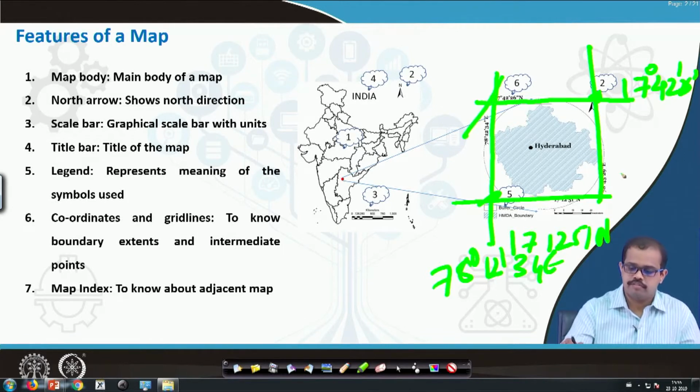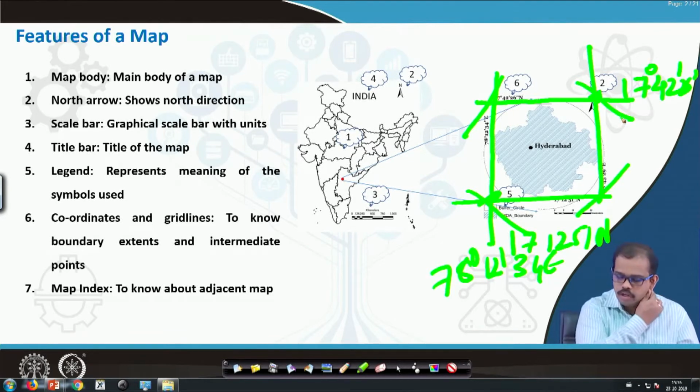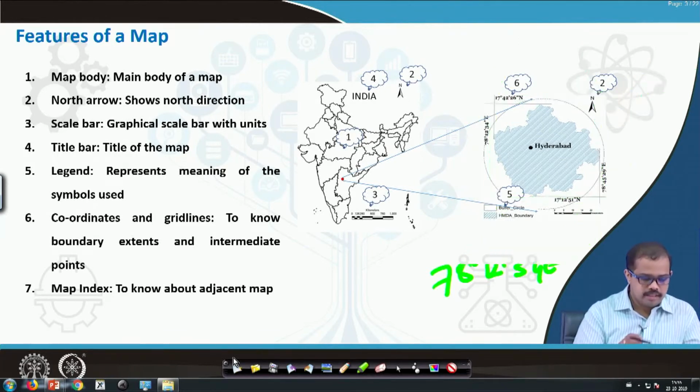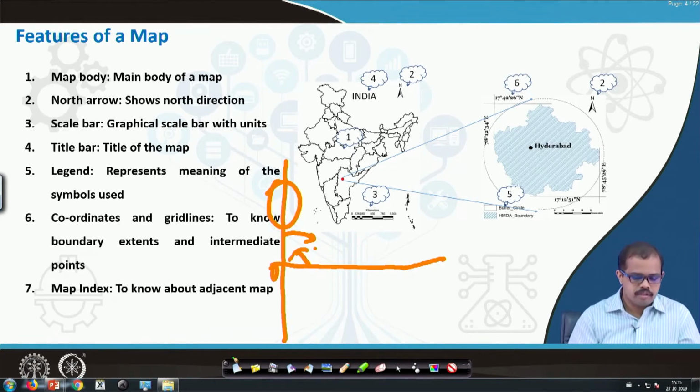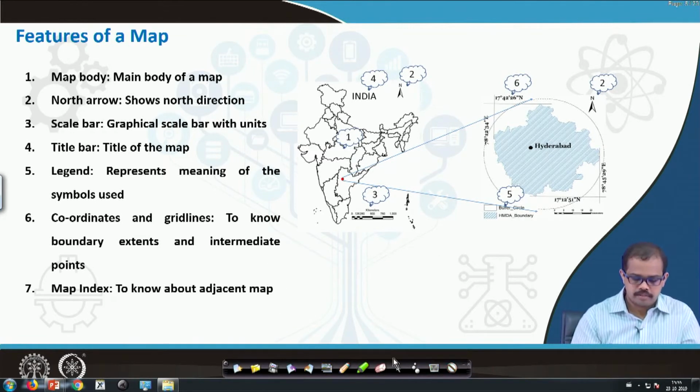So if you know this and this, the rest can be found out. Relatively you can find out the different locations on this particular map. I hope everyone has understood this. The next thing you have to understand is the map index, which also defines the adjacent map. Here I have not represented it because it was generated for a particular study region. I'll show you what a map index is when I come to the next set of slides.